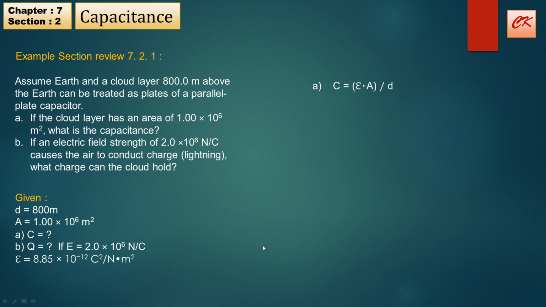So the first one is capacitance wanted in section A. It is equal to epsilon A over d. And when you put the values in their places, it will be 1.10 times 10 to the negative 8 farad.